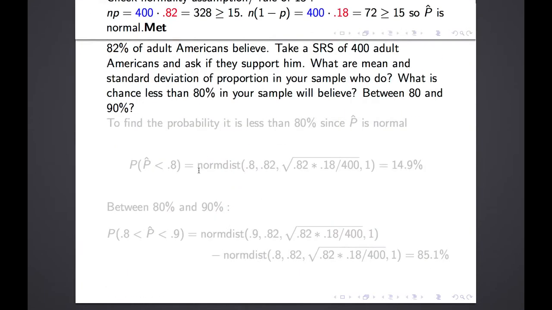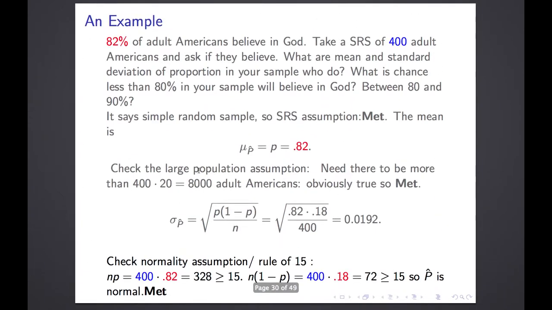And finally, we need to check the normality assumption, which is the rule of 15. We compute n times p, 400 times 0.82, that's 328, of course that's more than 15, and we compute n times 1 minus p, 400 times 0.18, 72, that's more than 50. Since both are met, we can assume p hat is normal.